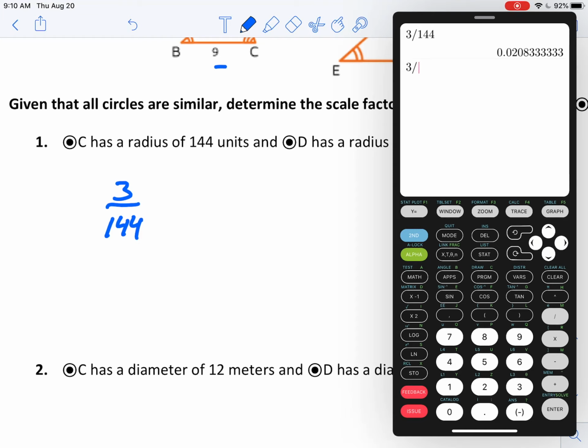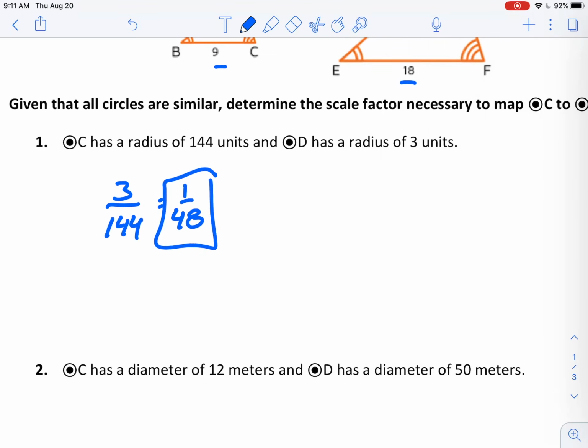So a little trick here, if you go 3 divided by 144, on the left, the math button, which is right below the green alpha button, if you hit it, my first option is frac. So what this is going to do if I hit enter, it's going to keep this fraction as a fraction and just simplify it if it can be simplified. And this one can. 3 over 144 is equivalent to 1 over 48. So my scale factor for example 1 is 1 over 48.